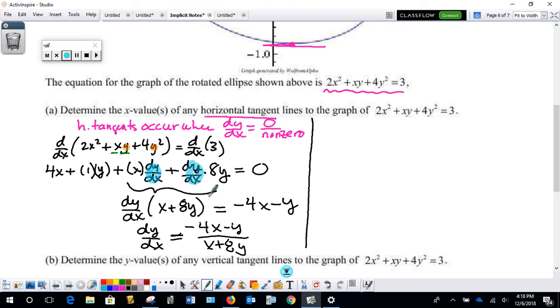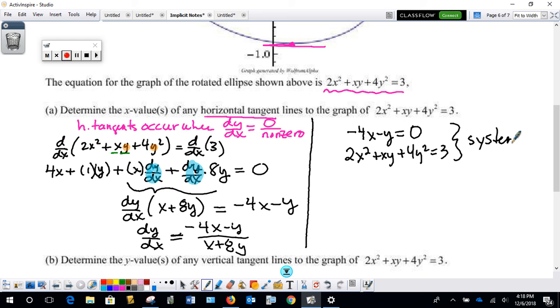Find where the horizontal tangents occur. Horizontal tangents: I take the numerator, negative 4x minus y, and set it equal to 0. I bring the equation over, 2x squared plus xy plus 4y squared equals 3, and now I need to solve this system. They did ask me for the x values, so I'm going to solve this for y and substitute.